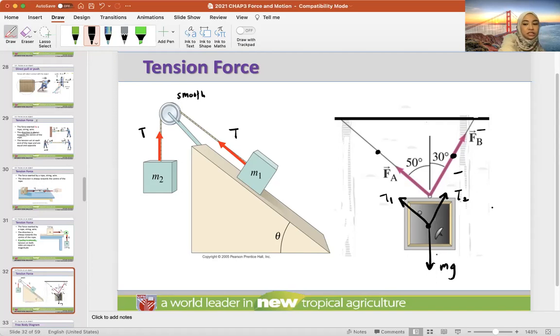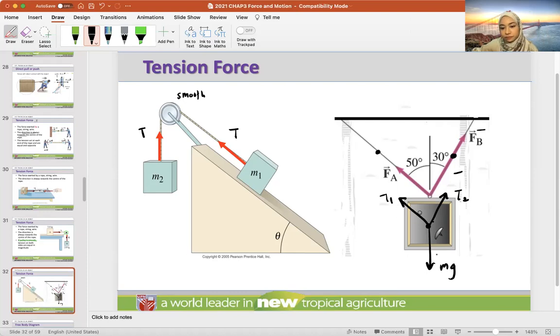What is the condition for friction? On the ground. Yeah, so there's no contact here, so there's no friction. What about the normal force? Do we have a normal force or not?